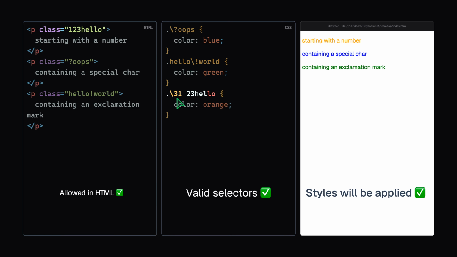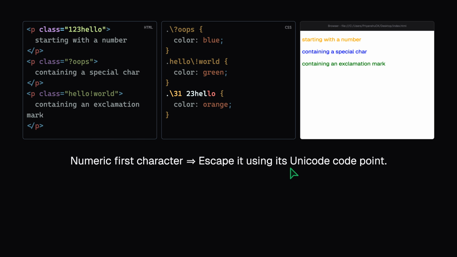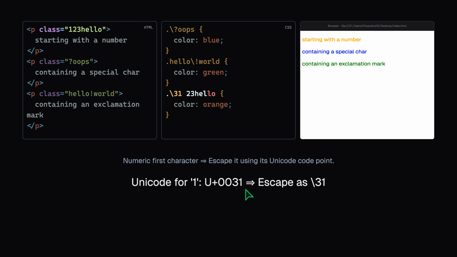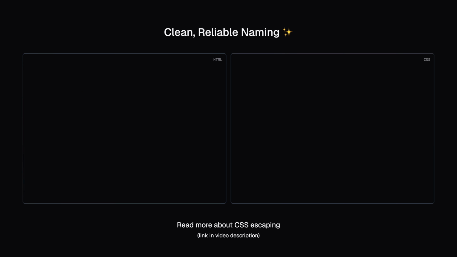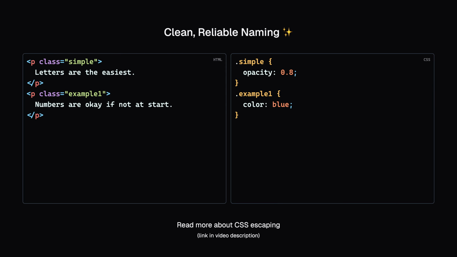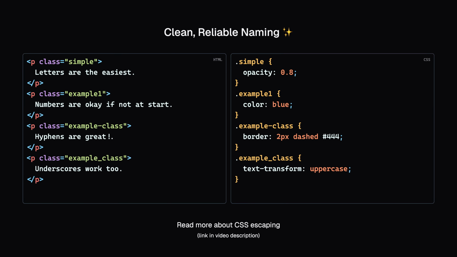And for this, \31 is the Unicode escape for the digit 1, which here escapes the number 1. And the space tells CSS where the number ends. It's a bit odd, but it works. But honestly, it's way easier to just stick to letters, numbers (not at the start), hyphens and underscores.